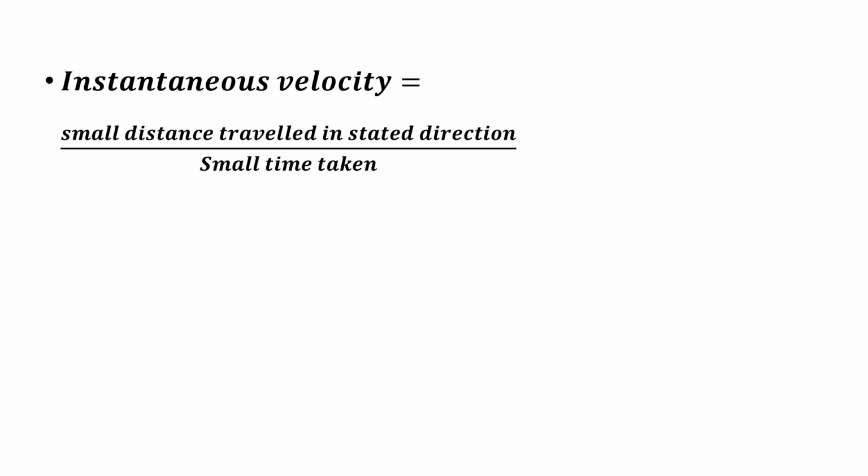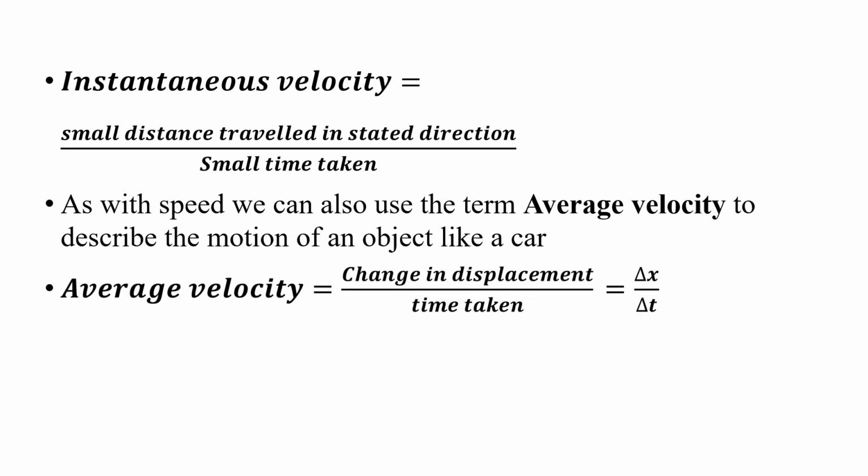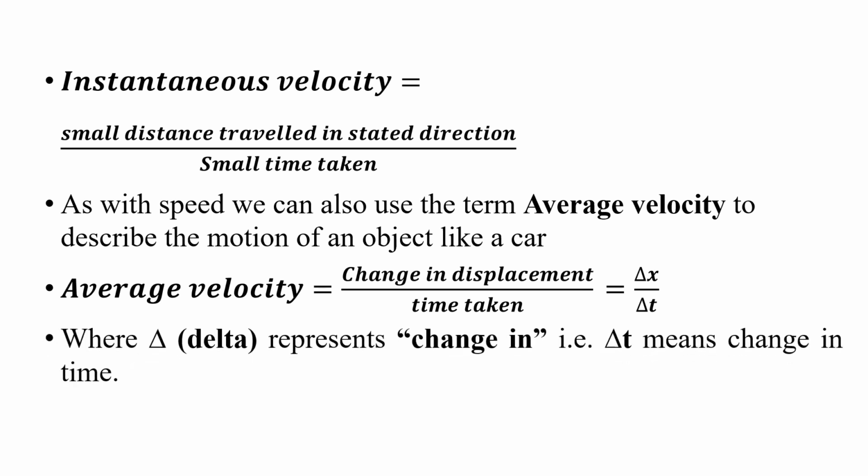small time taken. As with speed, we can also use the term average velocity to describe the motion of an object like a car. Average velocity equals change in displacement, over, time taken, equals Δx by Δt. Where Δ represents change in, i.e. Δt means change in time.